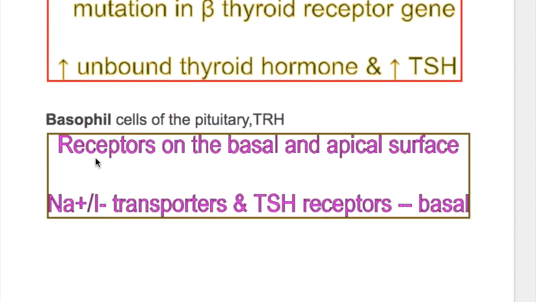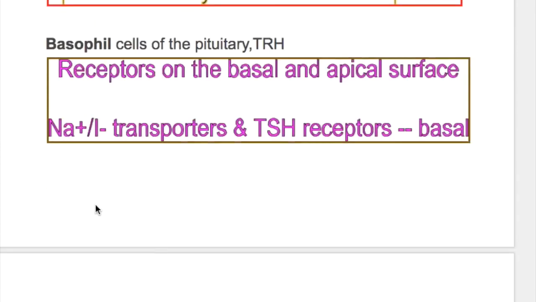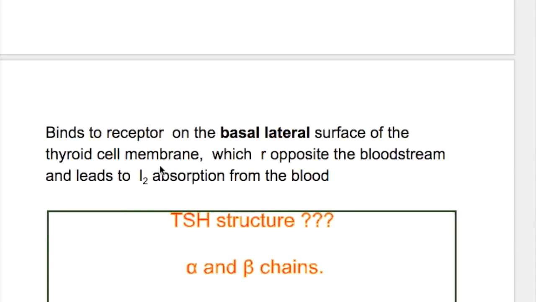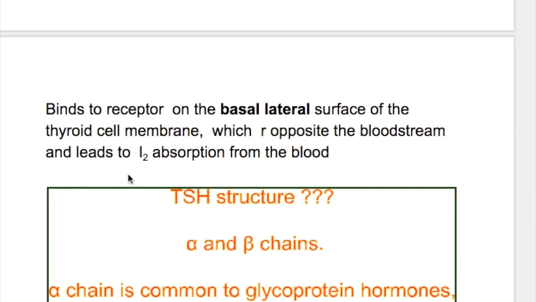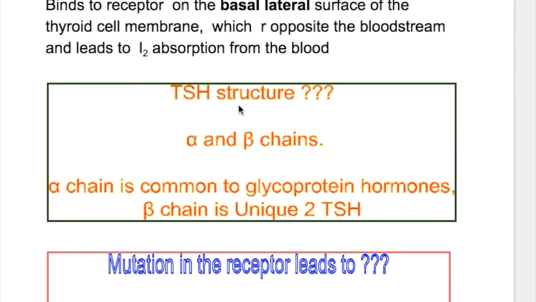Let's discuss the TSH receptors. TSH is produced by the basophil cells of the pituitary under the control of TRH. Where does it act? It acts on the TSH receptor on the basolateral or basal surface of the follicular cells, along with sodium iodide symporters. So it binds on the receptors on the basal surface of the thyroid cell opposite the bloodstream, and this activates sodium iodide symporters, which causes iodine absorption against a concentration gradient from the circulation or capillaries into the follicles.